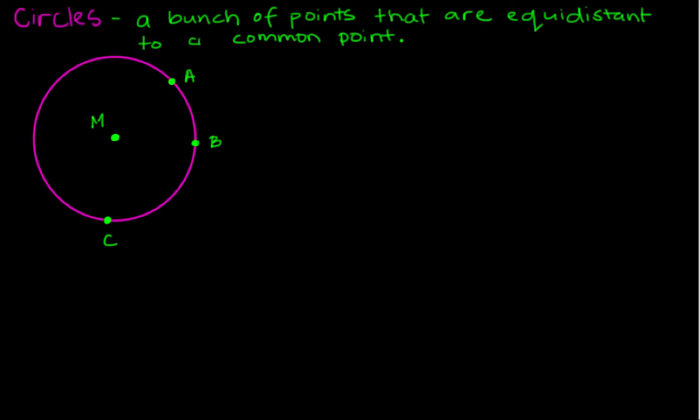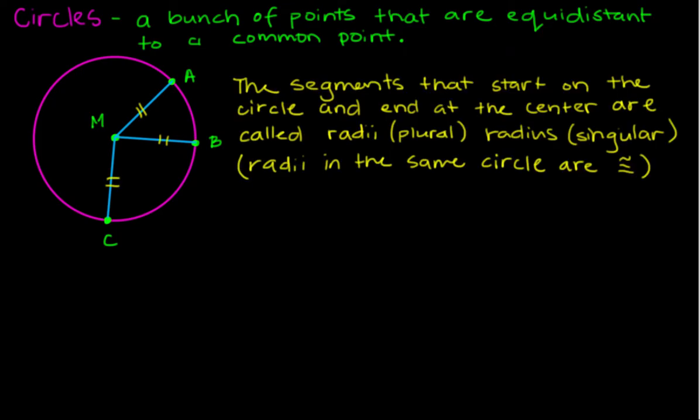Now, if all the points are equidistant to M, then that would mean that if I was to draw segments from all those points to M, kind of like that right there, then what we would have is a bunch of things that we call the radii. And all of these segments are going to be equidistant. Okay, so all those segments right there are what we call radii for plural, or radius for singular. And all radii in the same circle are congruent to each other.